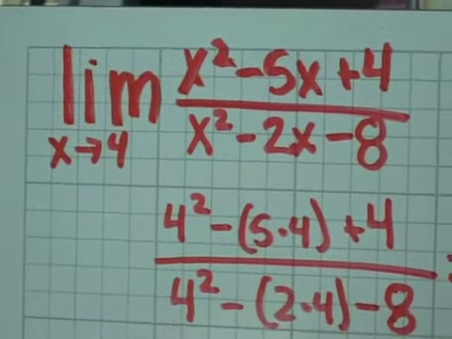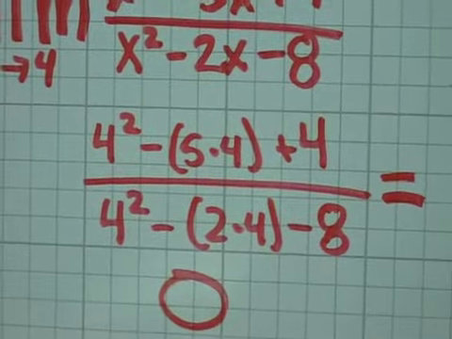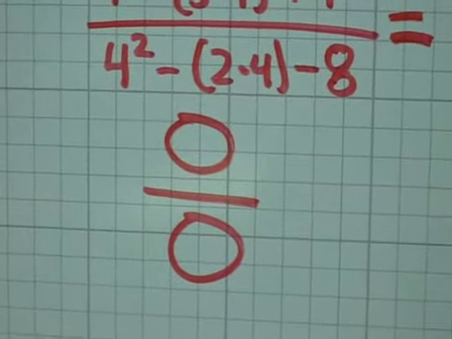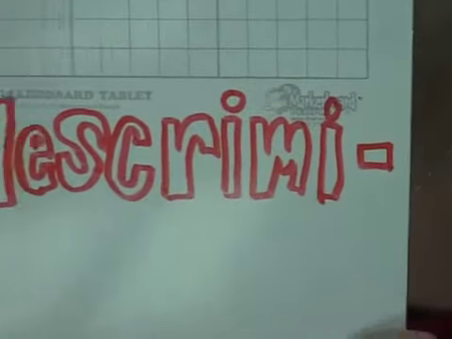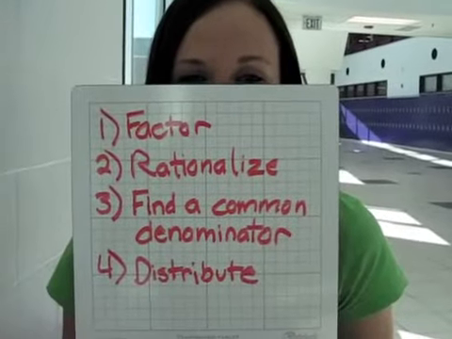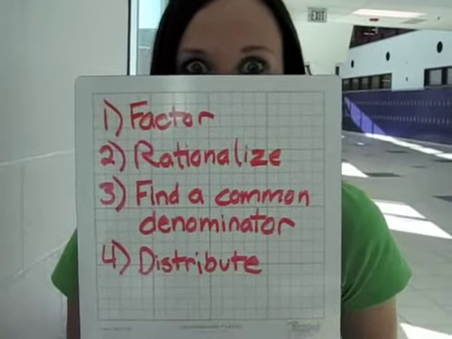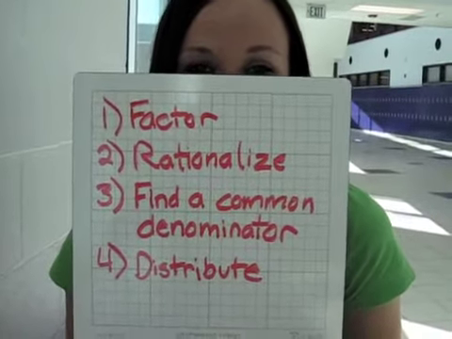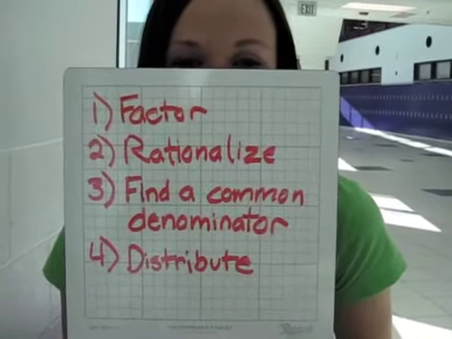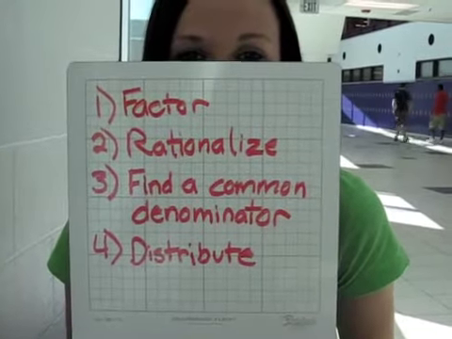As you see, when you plug 4 into this function, you result in 0 over 0, which is the indeterminate form. This means do more work. After coming across the indeterminate form, the next step would be to either factor, rationalize, find a common denominator, or distribute.